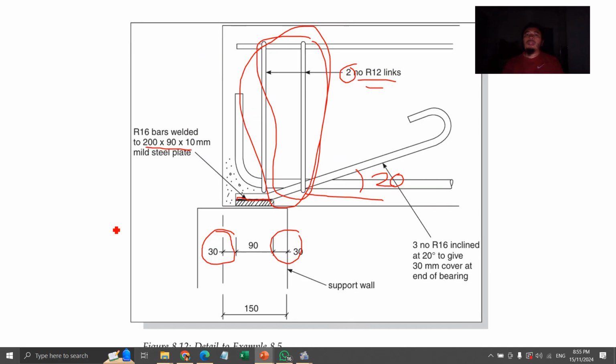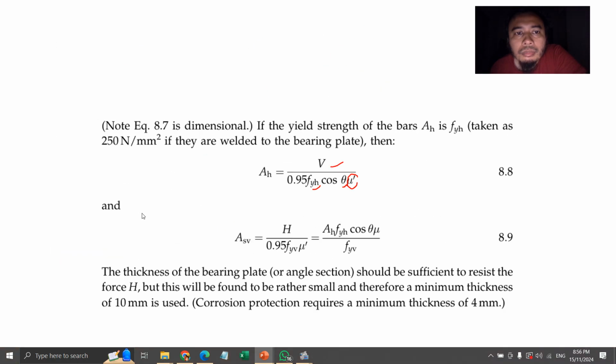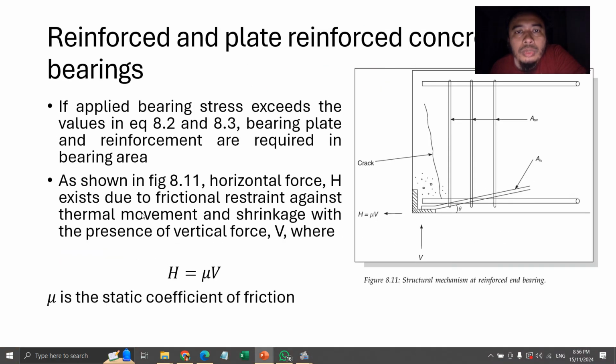So that's all for the design of reinforced and plate reinforced concrete bearings. So next, we're going to take a look at bearing pads, which are commonly used on site.